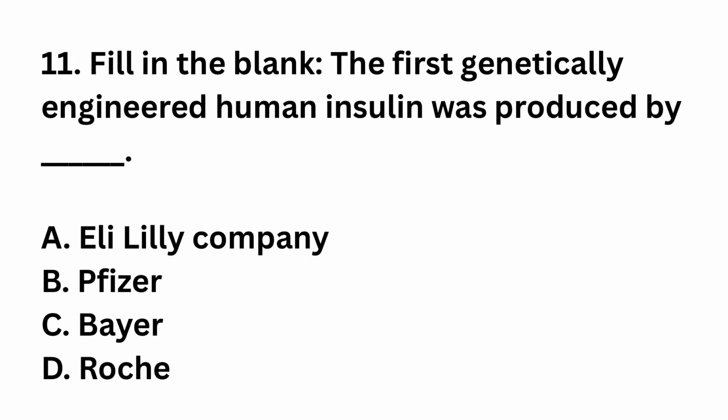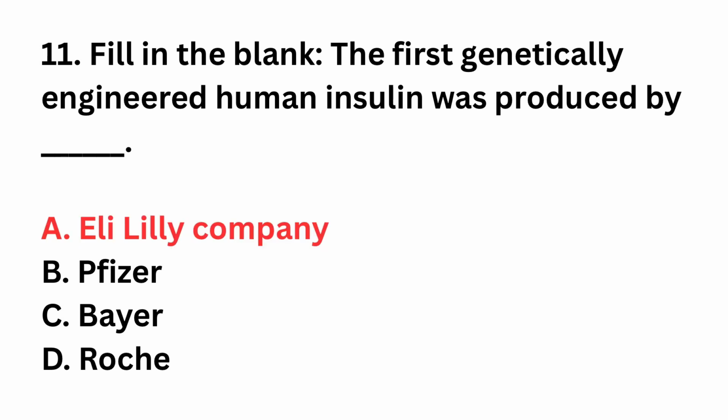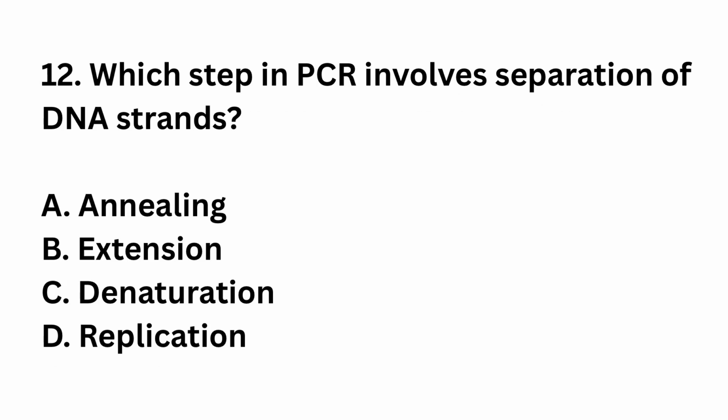Question number 11. The first genetically engineered human insulin was produced by dash, Eli Lilly Company, Pfizer, Bayer, Roche. The right answer is option A. Eli Lilly Company produced recombinant insulin called Humulin using genetically modified E. coli.